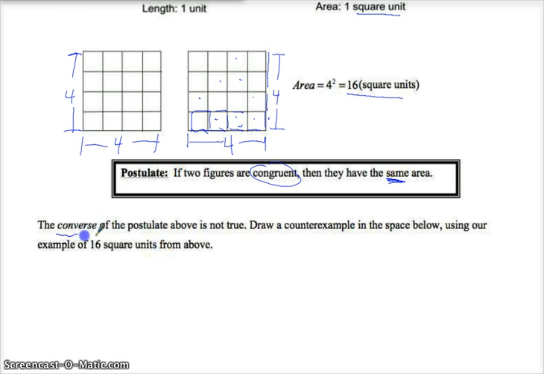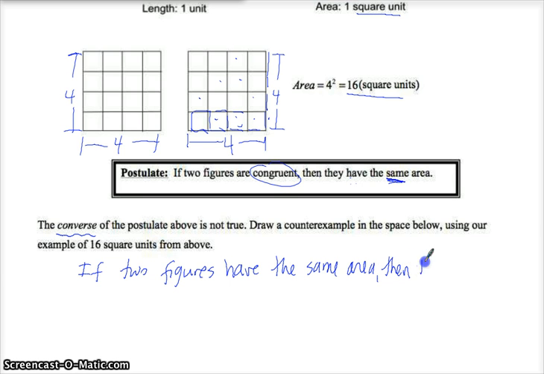Now, is the converse true? So what is the converse? Remember, the converse is when we switch these two parts of the statement. If two polygons or two triangles or two squares or two rectangles have the same area, then the two figures are congruent. So if two figures have the same area, then the two figures are congruent. Sorry, that's a little messy there.